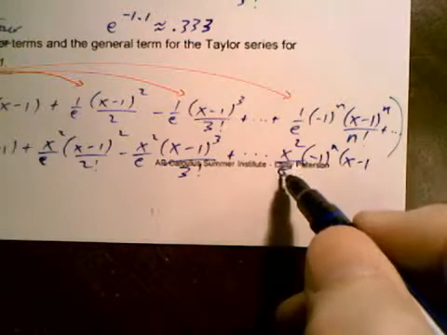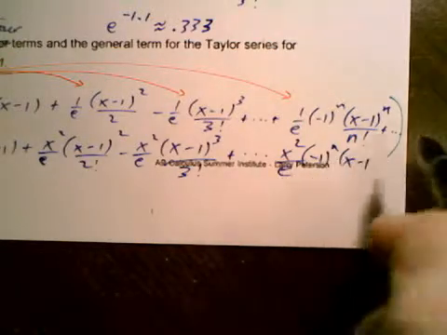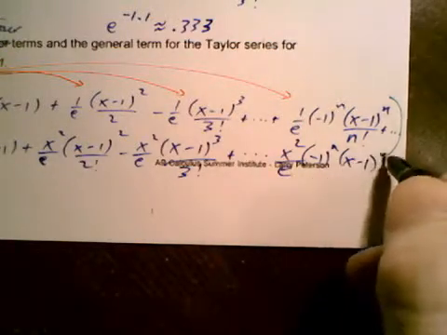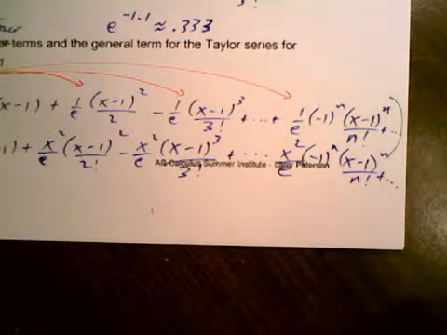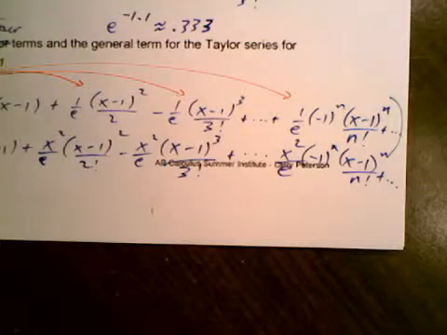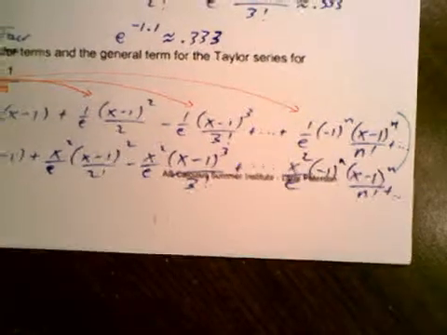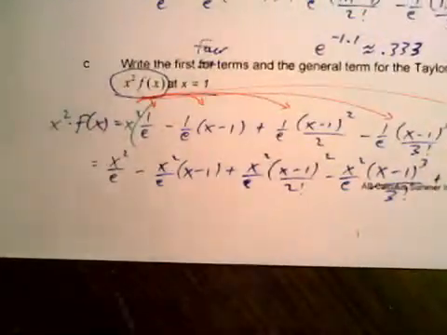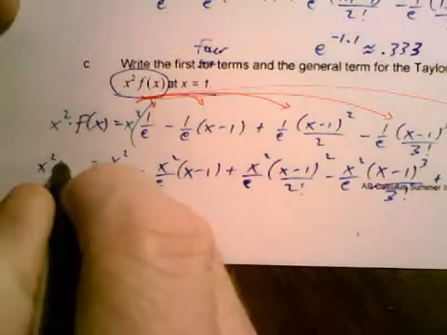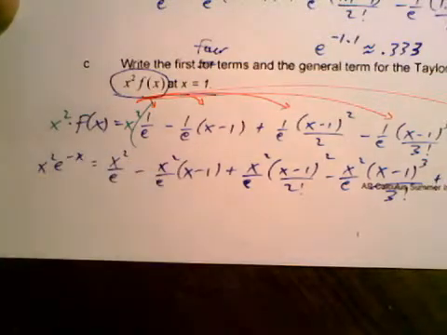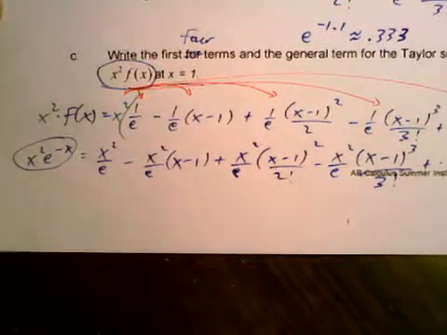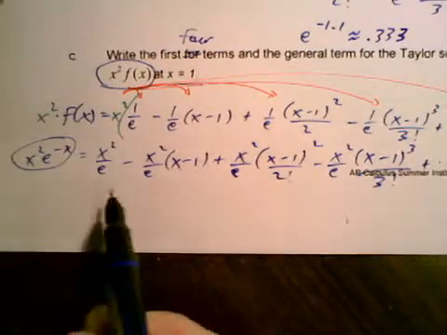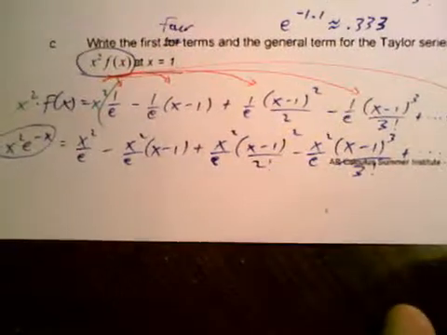X squared over e multiplied by negative 1 to the n, multiplied by (x minus 1) to the n over n factorial, and don't forget the plus dot dot dot, because this is an infinite series that's equal to what you see on the left hand side. And so what did we do? We really have x squared times e to the negative x. And it's amazing to me that you can rewrite this thing right here, x squared times e to the negative x, as an infinite number of terms.